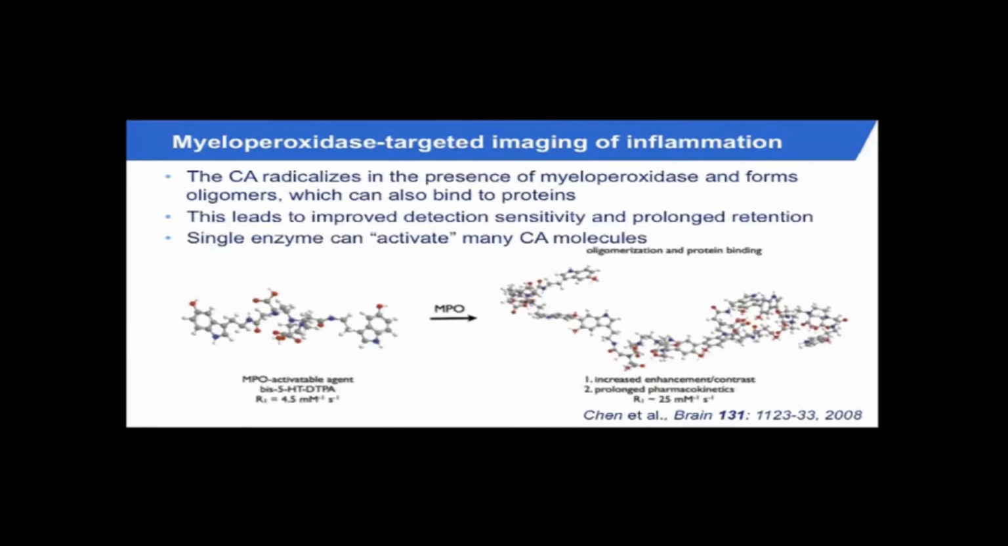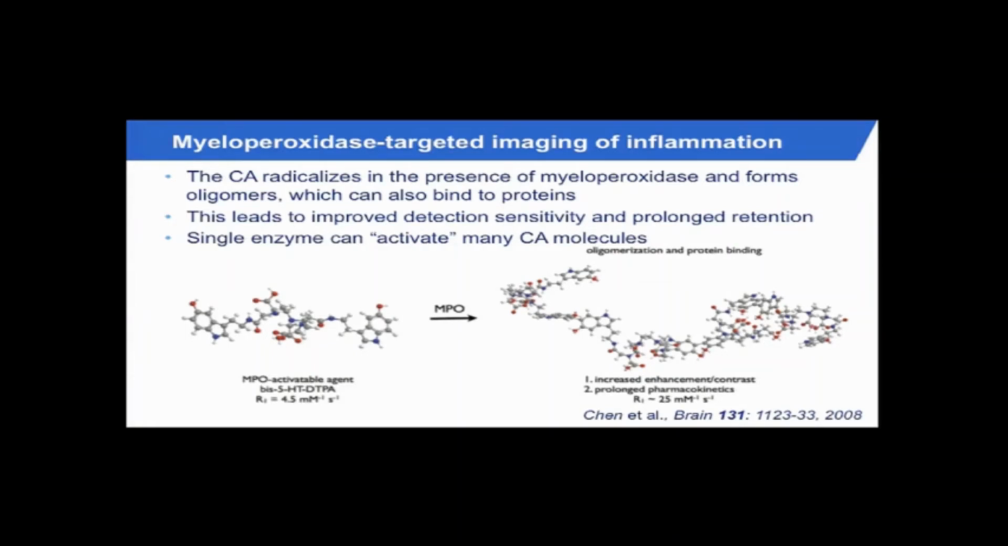Now to a low molecular weight agent that is used to probe an aspect of inflammation, and that is myeloperoxidase activity, which is expressed abundantly in atherosclerotic plaques. The concept being explored here is to use a low molecular weight agent, the one indicated here schematically, that by the enzymatic activity is radicalized and then oligomerizes.